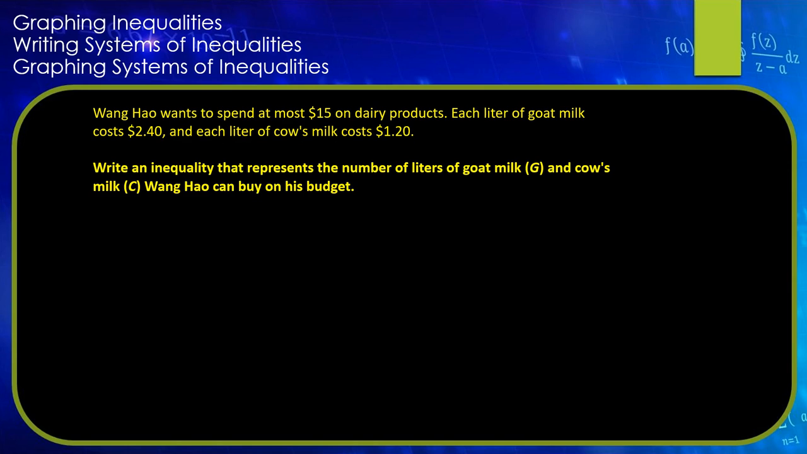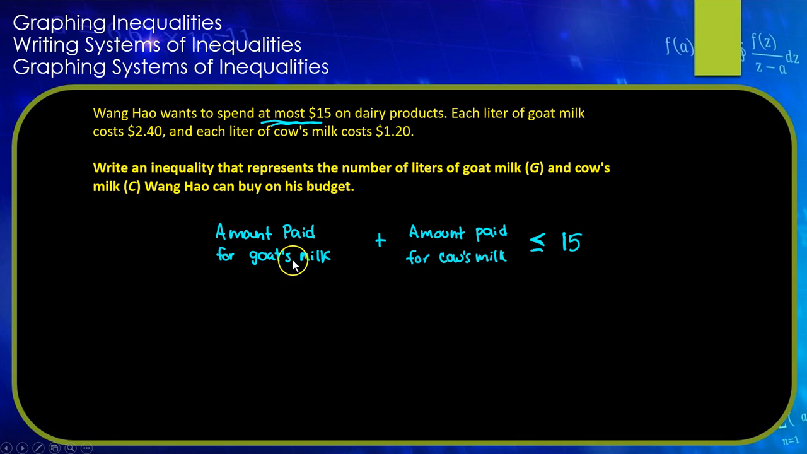Okay, so to break this down a little bit, I'm going to let G stand for the number of liters of goat milk. I'm going to let C stand for the number of liters of cow's milk. And those are the only dairy products we're talking about here. So he's going to spend money on goat milk and cow's milk, and the combination should be at most $15. That's what it says, at most. Now that means $15 or less. So the amount of money he's going to spend on goat's milk plus the amount of money he's going to pay for cow's milk should be less than or equal to 15.